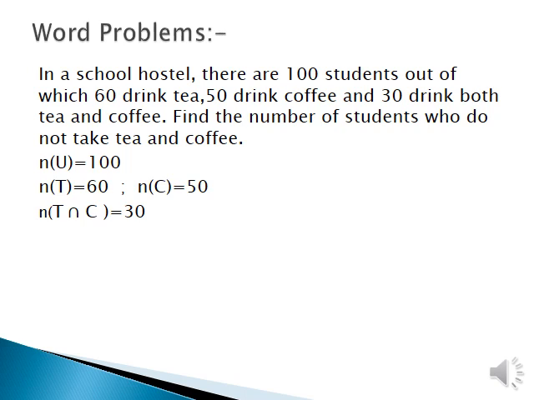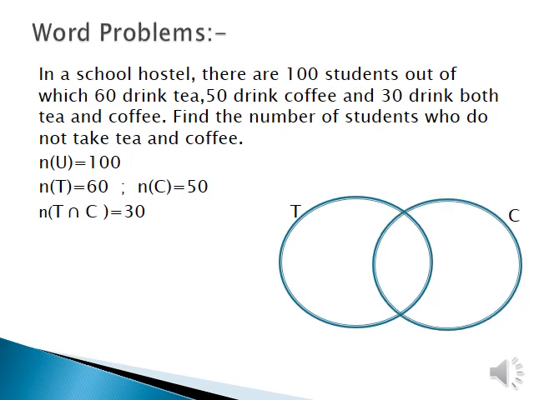Before we further solve, first we'll see using the Venn diagram. This is the set of students who drink tea, then the set of students who drink coffee. This middle part, the pink shaded part, is the intersection of sets T and C, that is the students who drink both. So from the question we can see 30 students drink both tea and coffee.